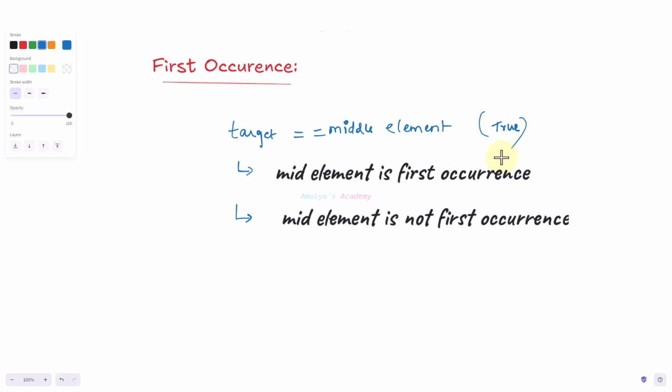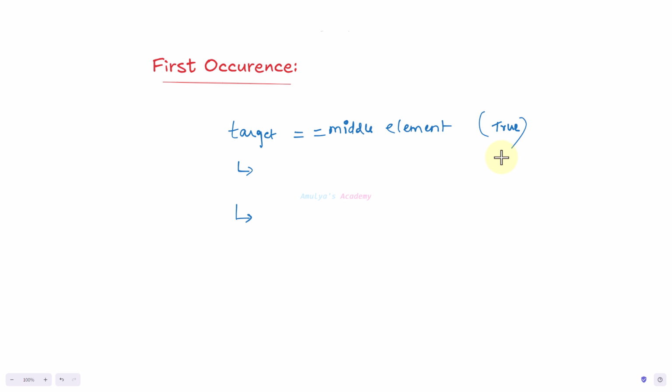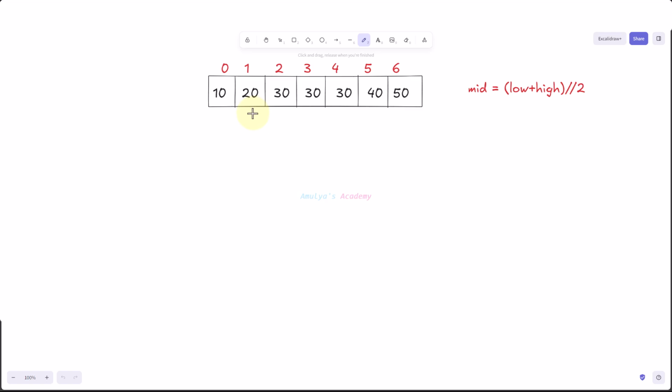So that's why we store the index of the middle element and keep searching in the left half to see if the same value appears earlier. Next, let's take an example. Here we have a sorted list of numbers, and these are all the indices.